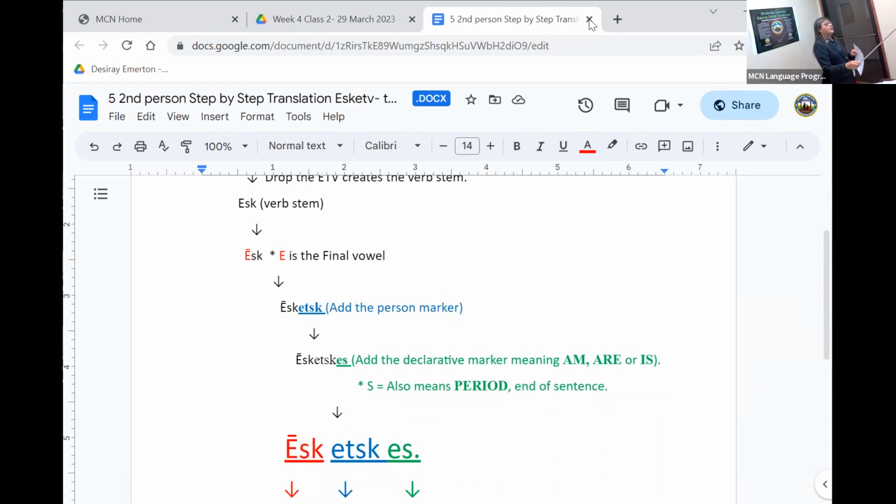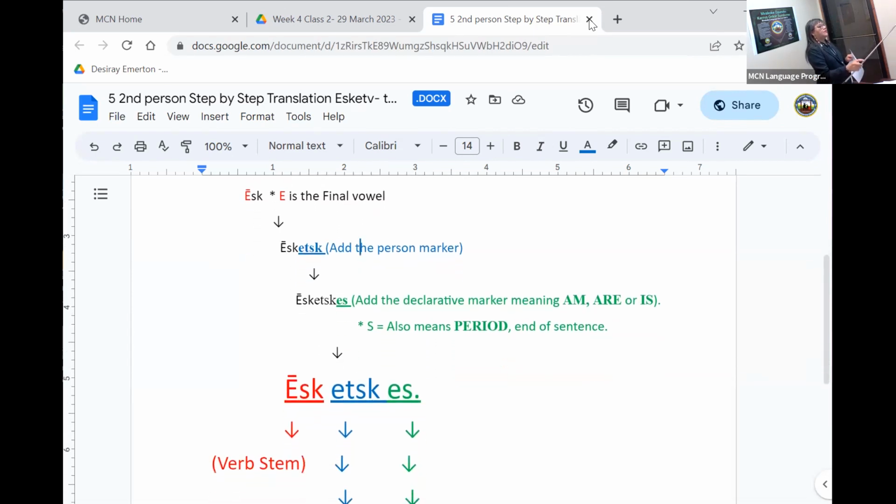So step three, add the person marker. Since we are doing you, it's, we add ETSK, it's. That's the person marker, you. And step four, add the declarative ending. So we add ES because K is not a vowel. So we add the ES. If there was an I, you would add S.